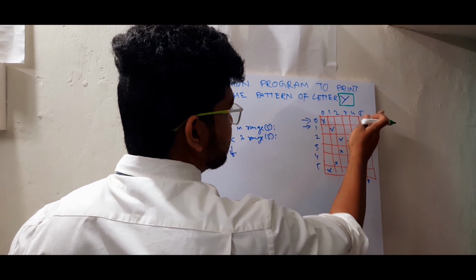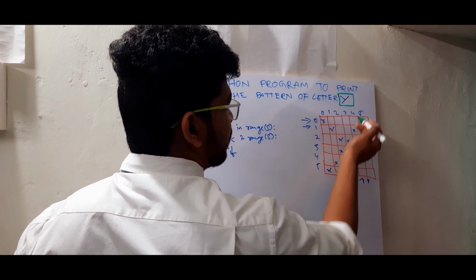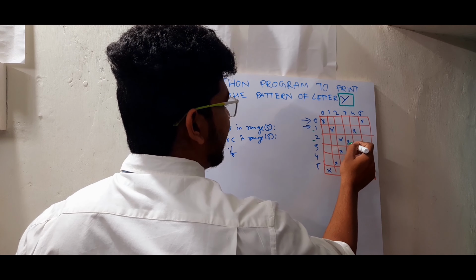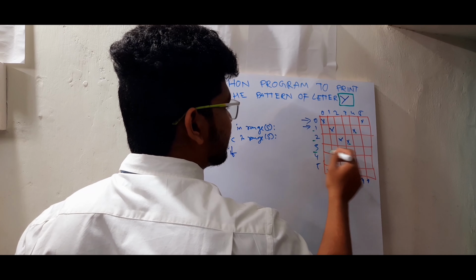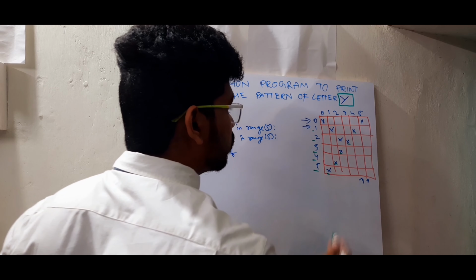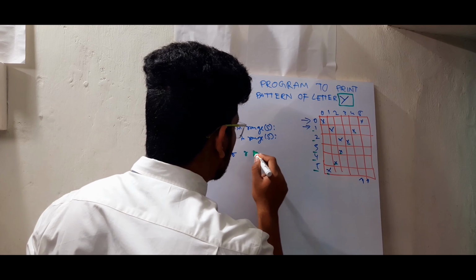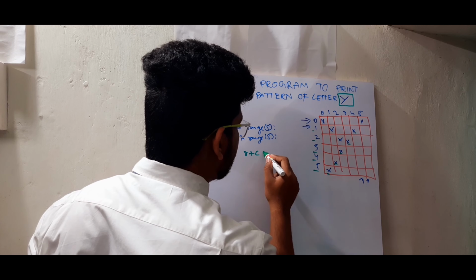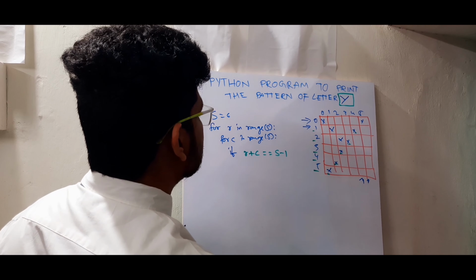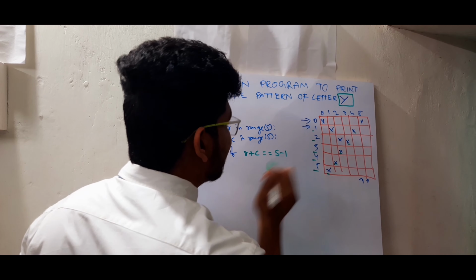Here, if you see, this is 5 and this is 0. 0 plus 5 is 5. 1 and 4, 1 plus 4 is 5. 2 and 3, 2 plus 3 is 5. Here 3 and 2, 3 plus 2 is 5. 4 and 1, 4 plus 1 is 5. 5 and 0, 5 plus 0 is 5. So I'll write that condition: if row plus column equal to S minus 1. That is the size. I have taken size as 6, and as it starts from 0, it is S minus 1. That is one condition.